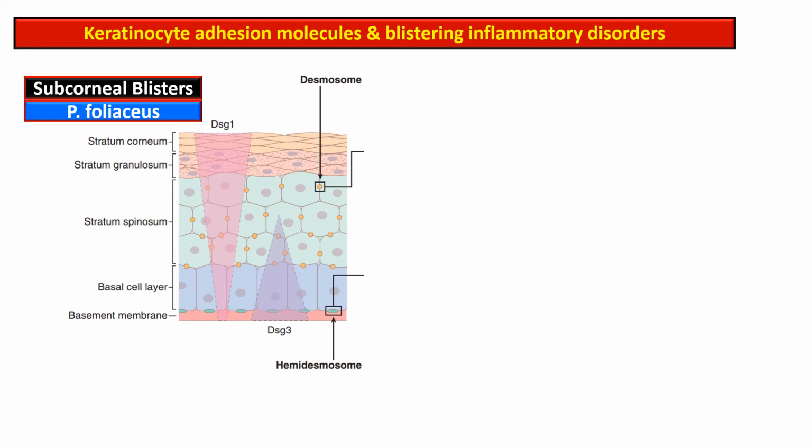So the antibodies against the desmoglein 1 will result in subcorneal blisters, as happens in pemphigus foliaceus, and the antibodies against both the desmoglein 1 and desmoglein 3 will result in suprabasal blisters, as happens in pemphigus vulgaris.